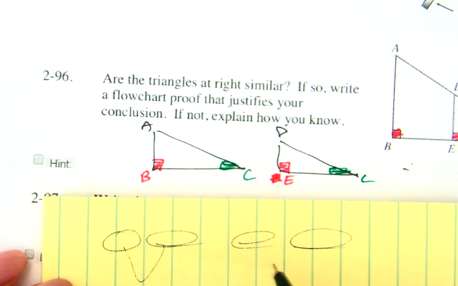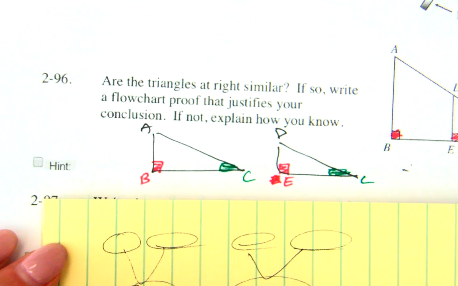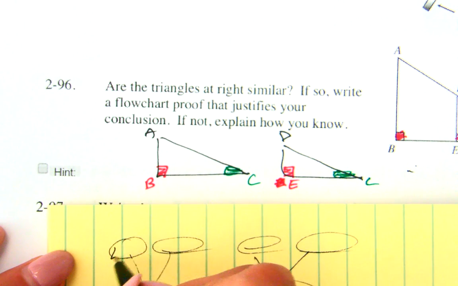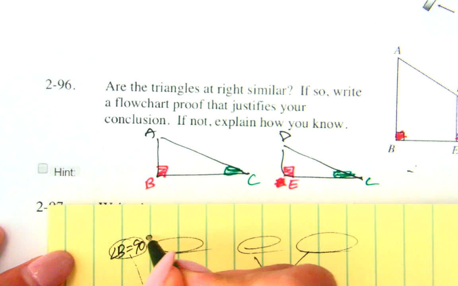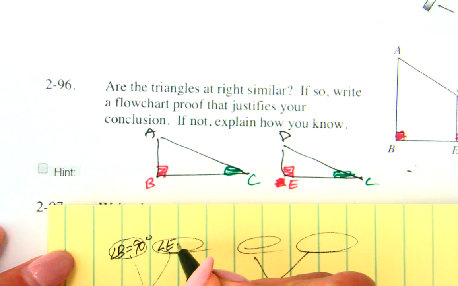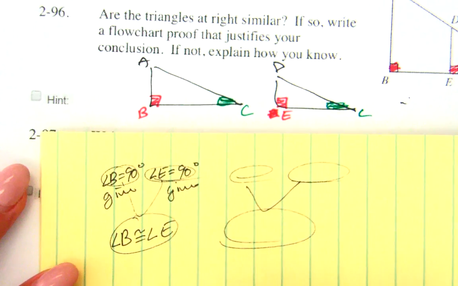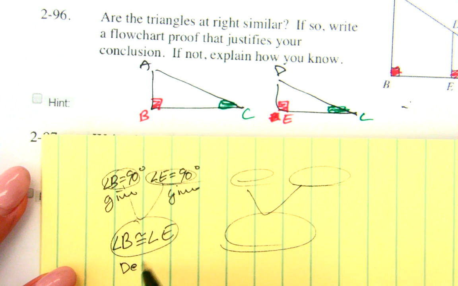Then I'm going to go straight to angle B. So we have angle B is congruent to angle E. Oh, we do have numbers. Angle B equals 90 degrees. Angle E is equal to 90 degrees. Those are givens. We have B is congruent to E, definition of congruence.